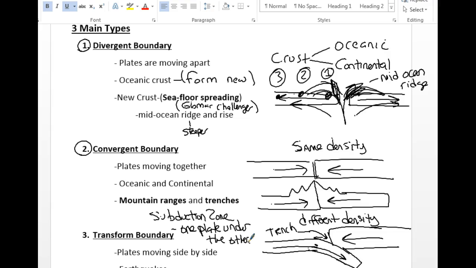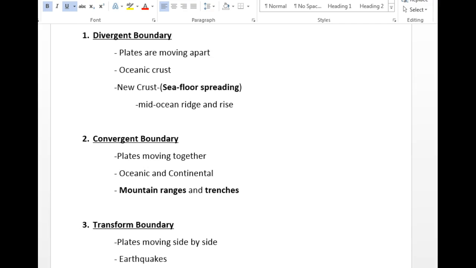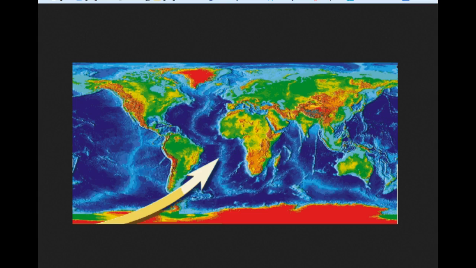The last one we have, and I'm going to erase this, so be ready. Stop it if you want to, if you're not done. The last one is a transform boundary. We're not going to worry about this one as much. This is where plates are moving side by side, and you have earthquakes here. And really, I'll show you a picture of this one. Where is it?